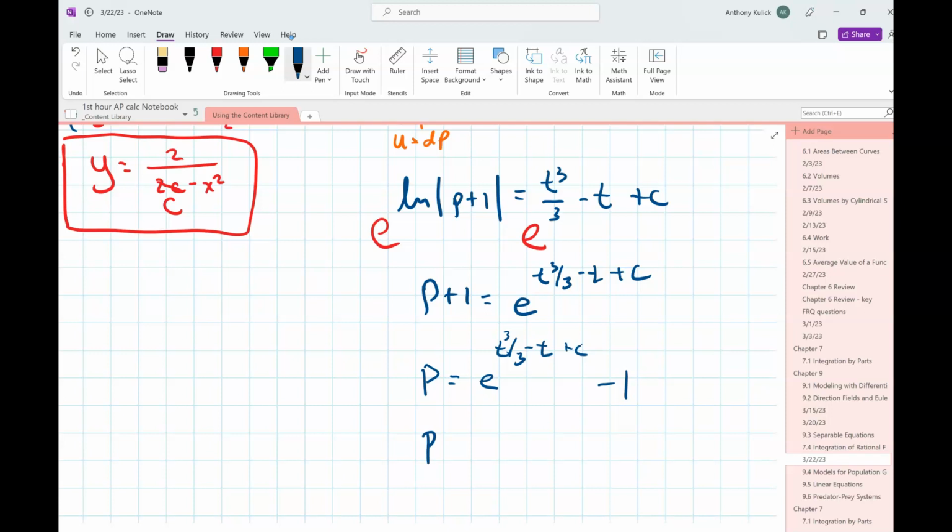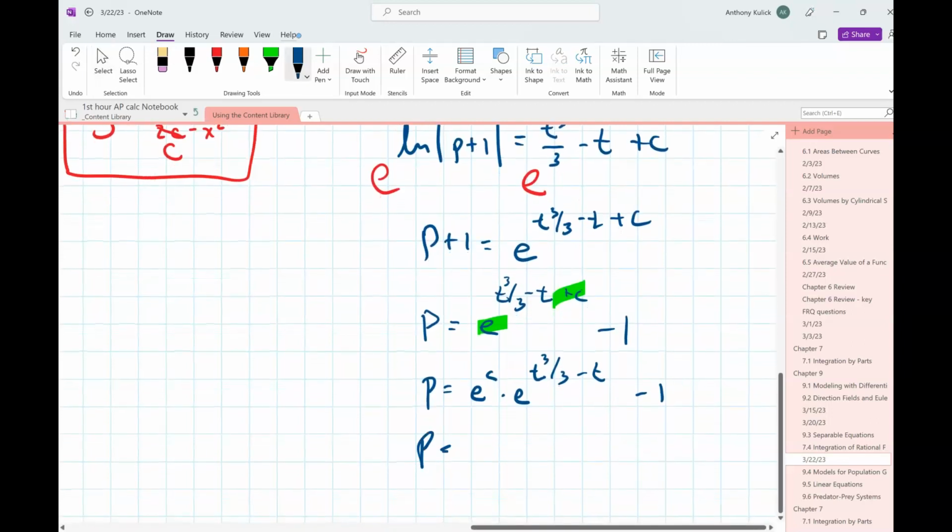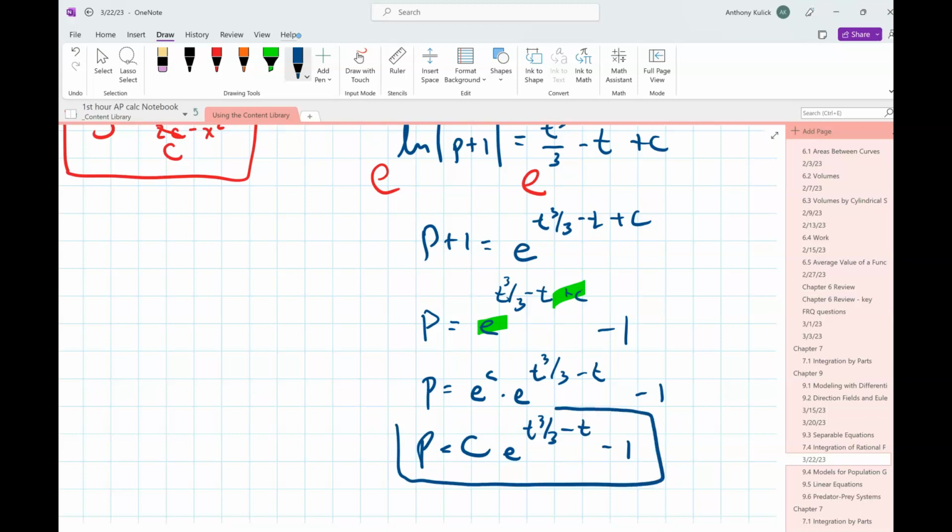And they probably, in the back of the book, took care of that and wrote it as a constant. So they probably wrote it as e to the c times e to the t cubed over 3 minus t minus 1, and then just called that a constant. That would be my expectation of how they would have ended up writing that.